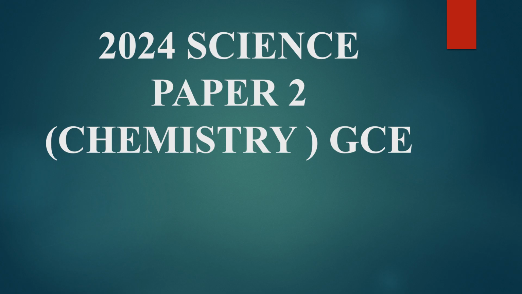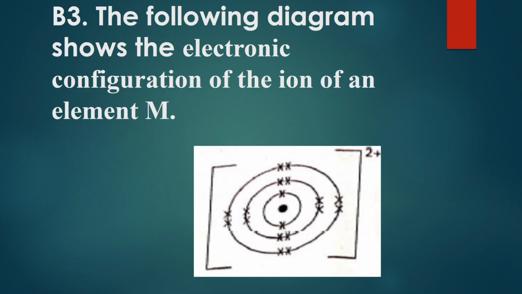So in this lesson, we are looking at 2024 Science Paper 2, it is chemistry. This is GCE, which was written in July, August, somewhere there. We are looking at question B3.